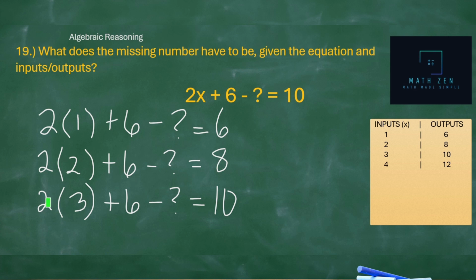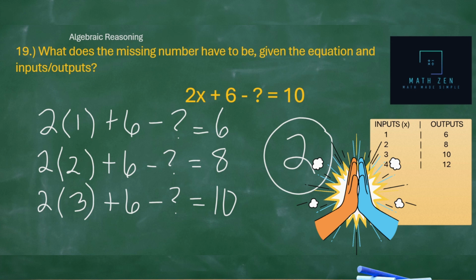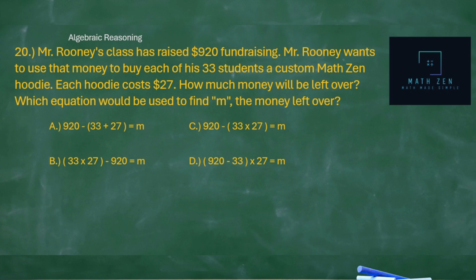All right, so we have 2 times 3 equals 6, plus 6 equals 12, minus 2 again does give me an output of 10. So confidently, we can say that our final missing number is going to equal 2. So if you got 2, give yourself a pat on the back. Great job. Okay, now it's time to get into question number 20.